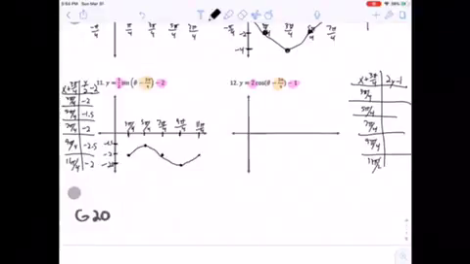Okay? And so now here, your cosine, so you're starting at 1. 2 times 1 is 2, minus 1 is 1. 0 times 2 is 0, minus 1 is negative 1. Negative 1 times 2 is negative 2, minus 1 is negative 3. And we go back the way we came.